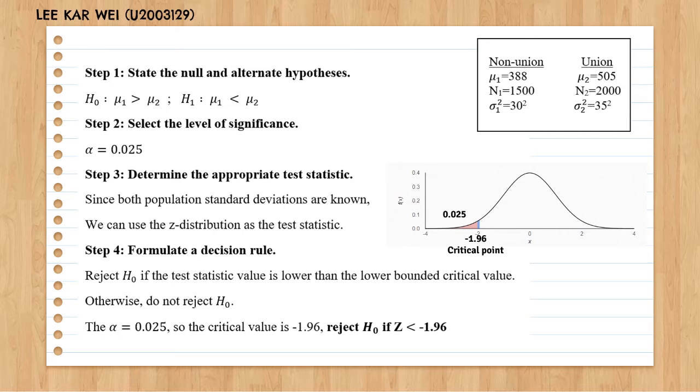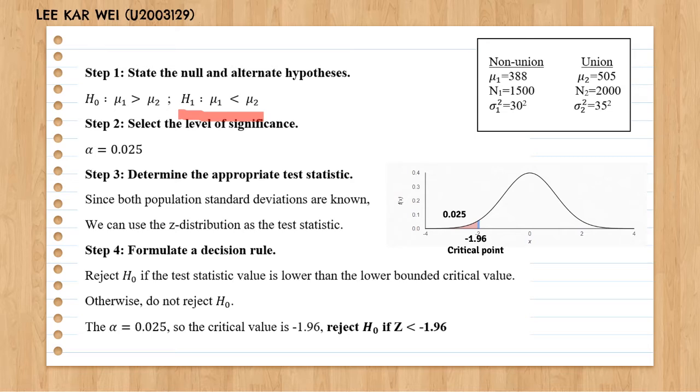State the null and alternate hypothesis. For lower than or higher than, we always look for the alternate hypothesis. So it says that the non-union weekly earning is less than the union one. Our null hypothesis will be the opposite of the alternate hypothesis. The second step, select the level of significance. So our alpha is equal to 0.025. Third step, determine the appropriate test statistic.